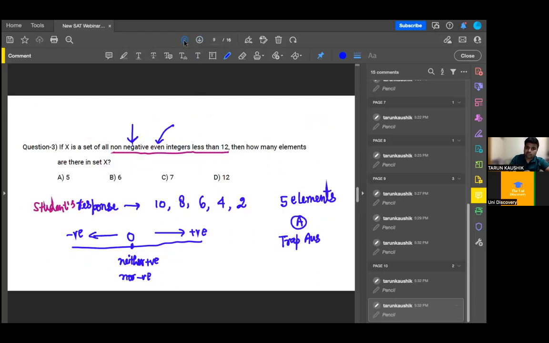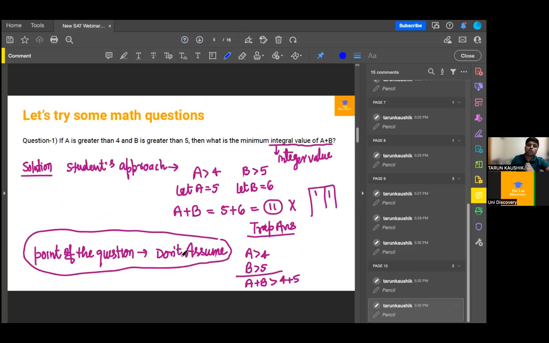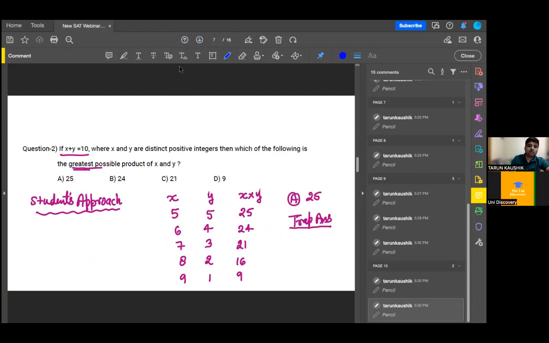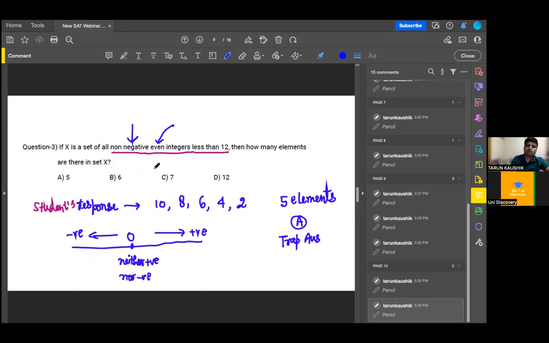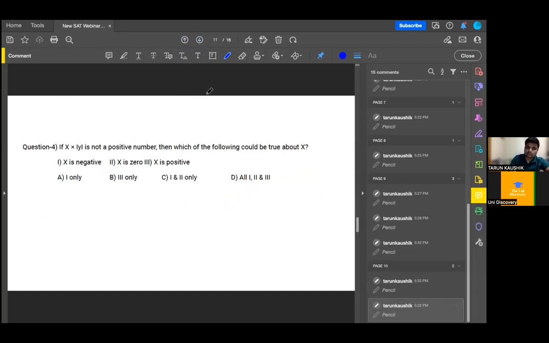So quick recap, question number 1 is based on not assuming anything. Question number 2 was based on reading the English written in the question properly. Question number 3 was based on knowing the meaning of the words non-negative, non-positive, as well as remembering the properties of 0.